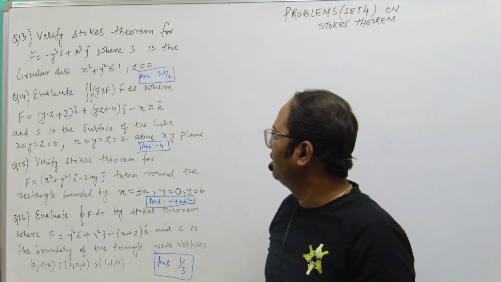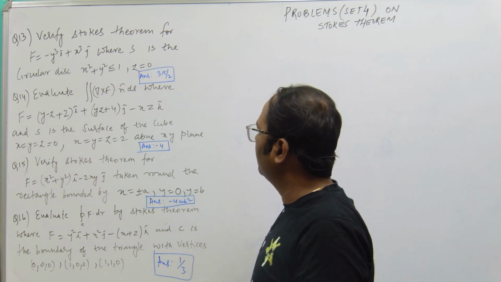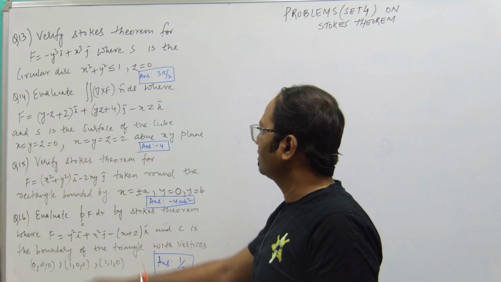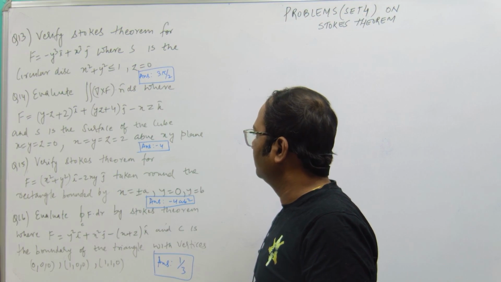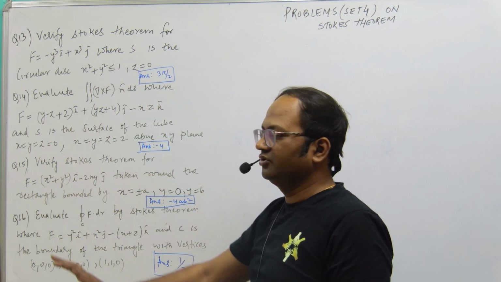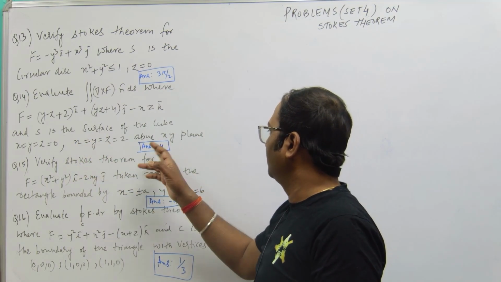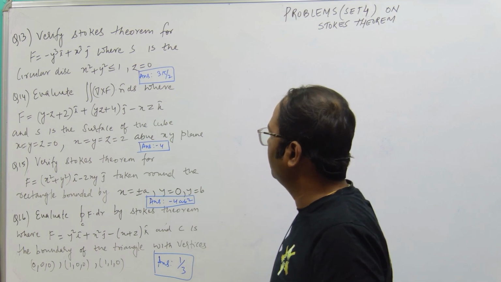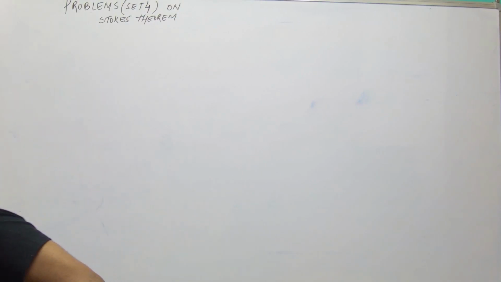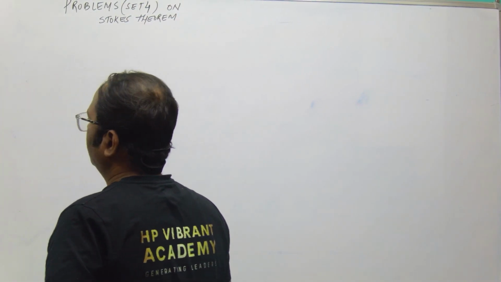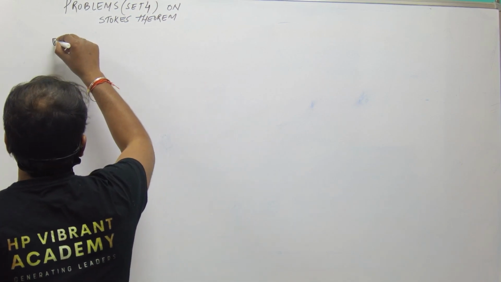So in question number 14, evaluate the surface integral of del cross f dot n cap ds, where f is given by this particular expression, where S is the surface of the cube given by x is equal to y is equal to z is equal to 0, and x is equal to y is equal to z is equal to 2, above the xy plane. Okay, so let us evaluate this surface integral. So this is the solution of question number 14.